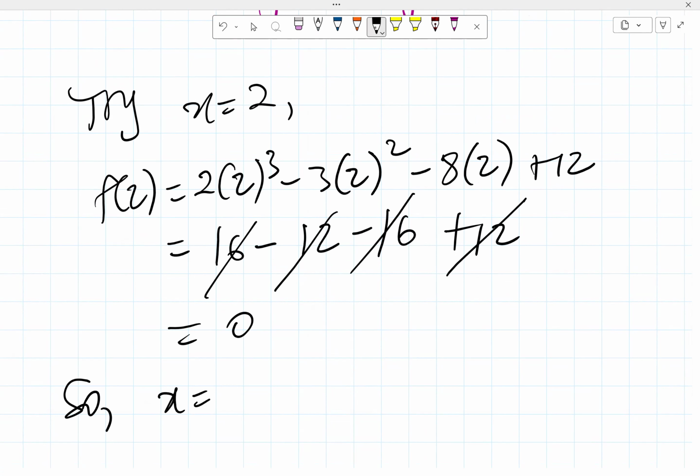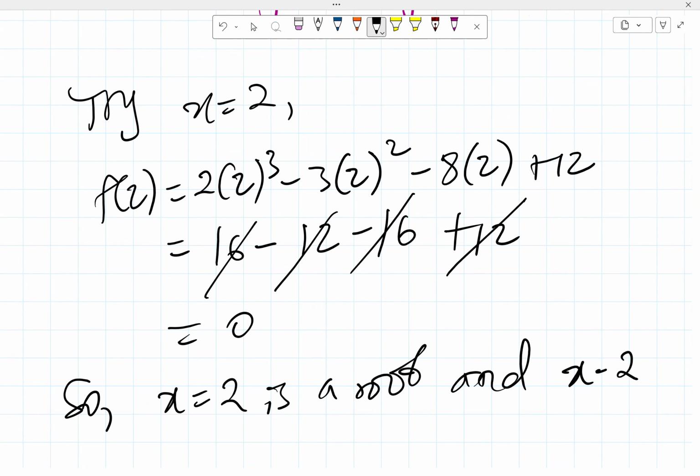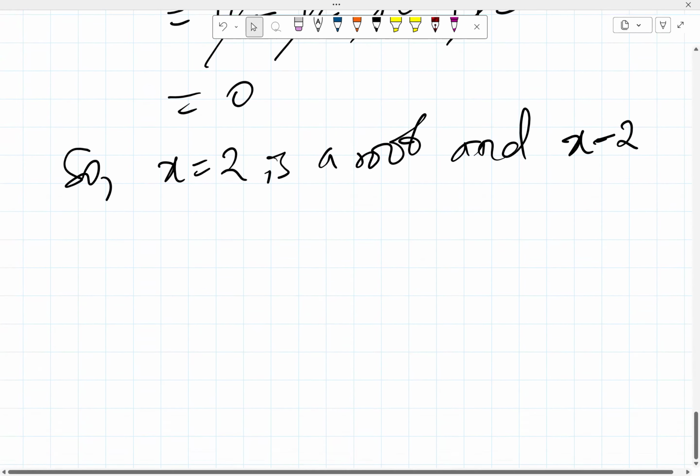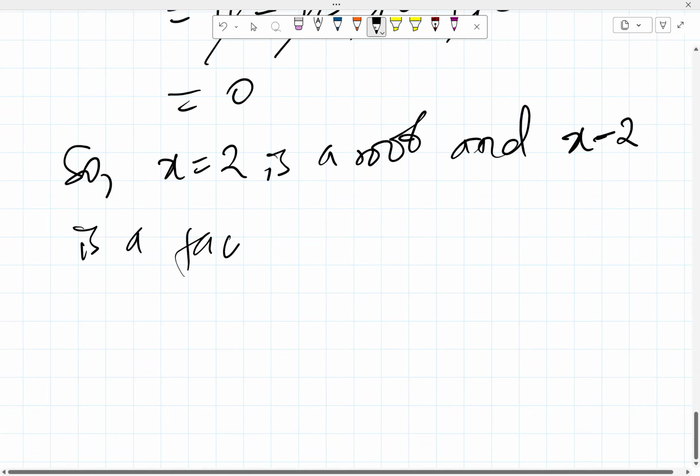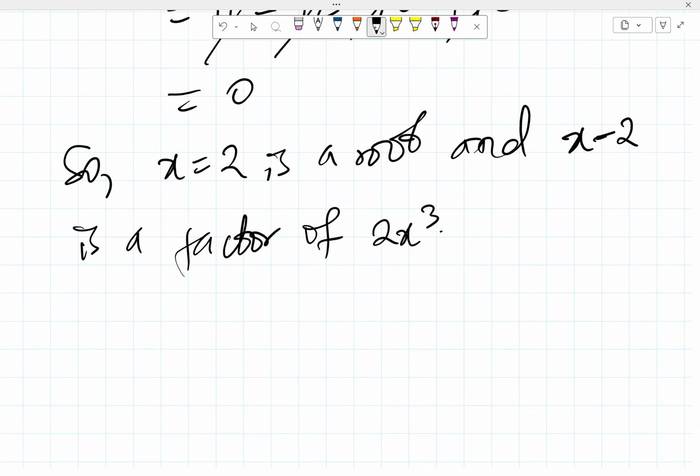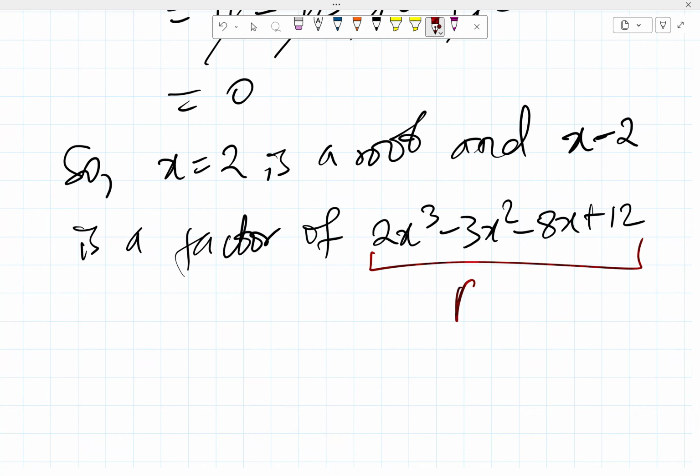So x equals 2 is a root, and x minus 2 is a factor of 2x cubed minus 3x squared minus 8x plus 12. So now we have found this is our polynomial p of x, if you like.